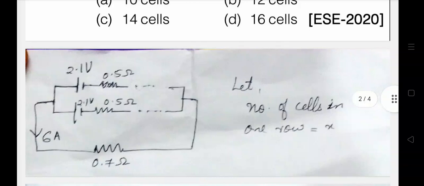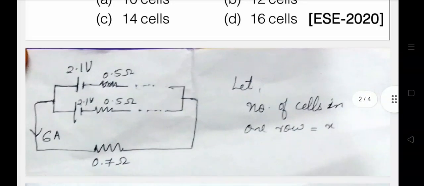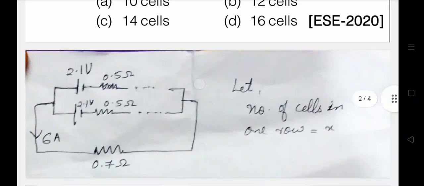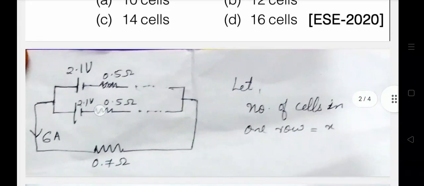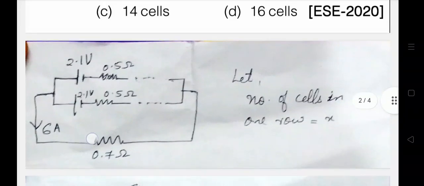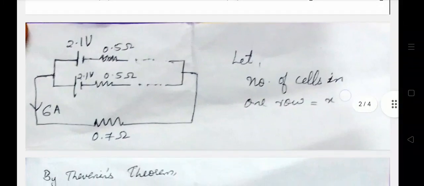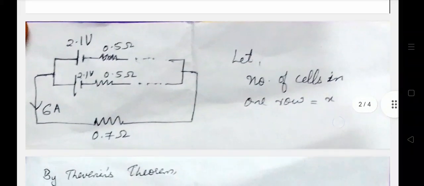2.1 volt battery with the internal resistance 0.5 ohm, and we don't know how many cells are in each row, and such two rows are in parallel with external resistance 0.7 ohm and the current is flowing through that. Load current is 6 ampere. So I am assuming the number of cells in one row as x.